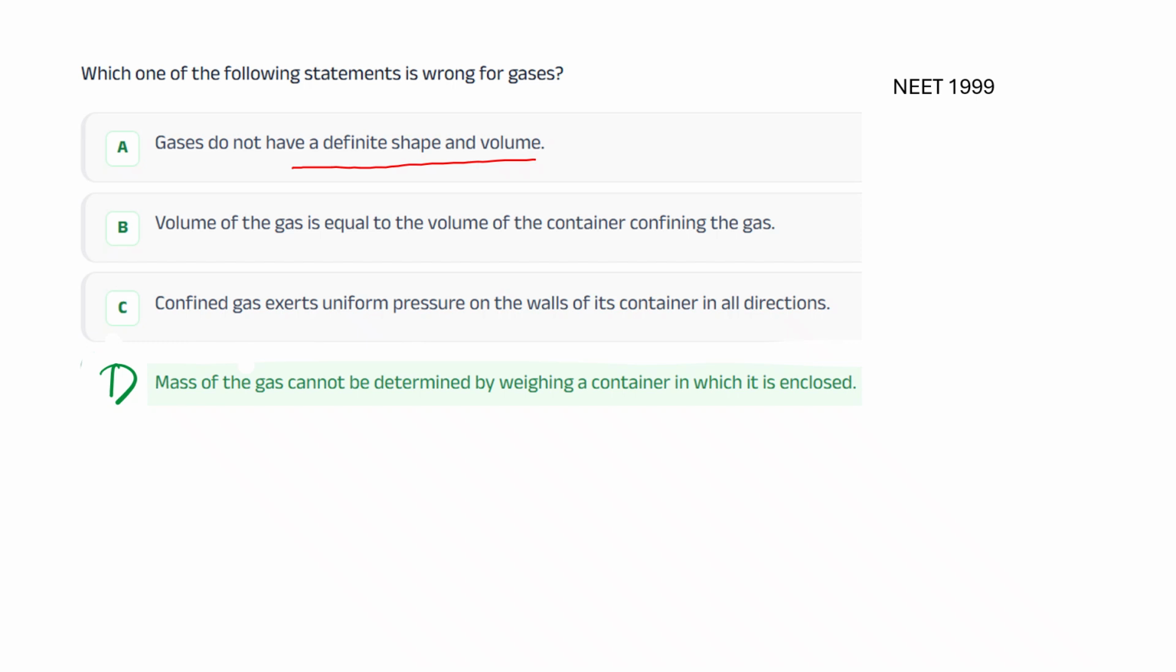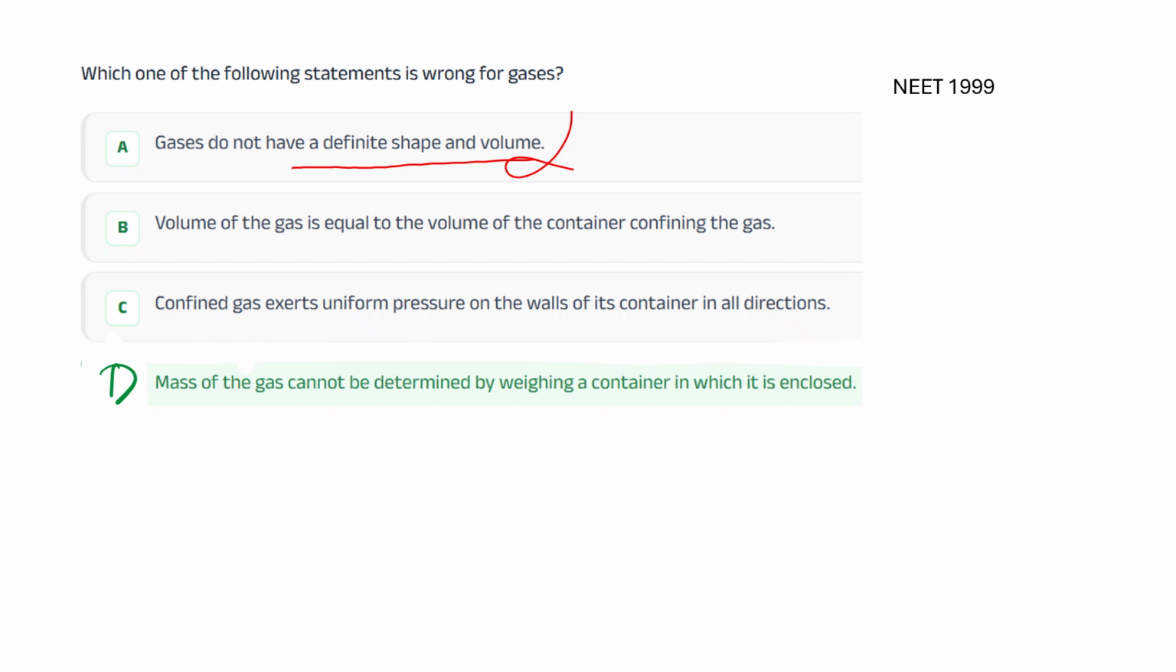If I put a gas in a water bottle or any cubical box or cylindrical shape, it will adopt the shape. Gases have weight or mass, but do not have definite shape and volume. The gas will adopt the shape and volume of the container in which we store it. So this option is right, so this is not the answer.